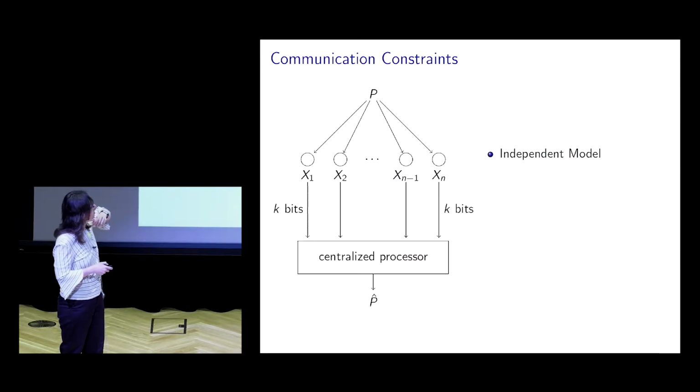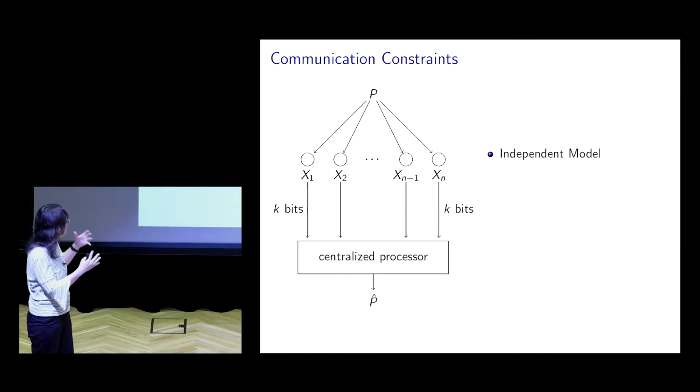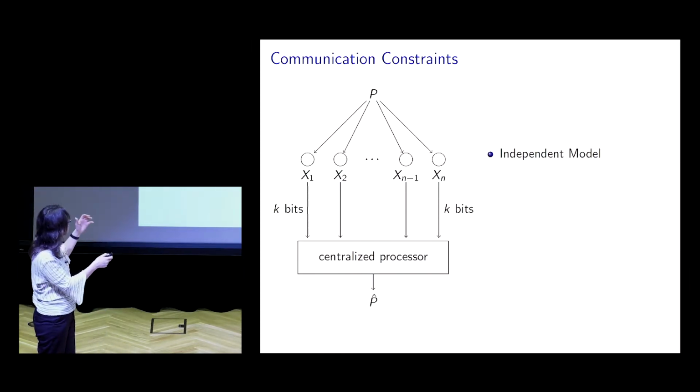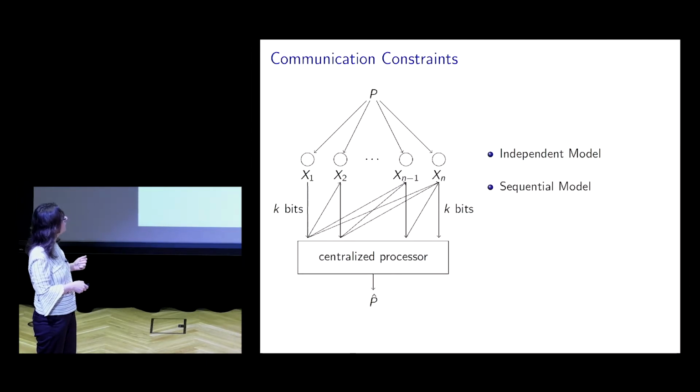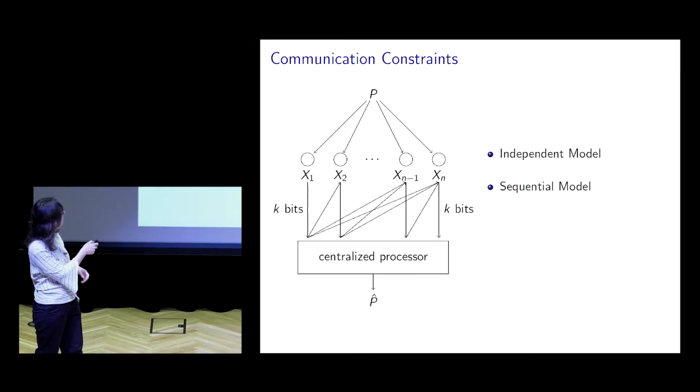And how do we model the communication constraint? You can model it in a number of different ways. So the simplest thing to say would be, let me assume that each sample here has to be mapped to a finite number of bits, let's say k bits, independently. So each node has to do the encoding independently of the other nodes. A slightly more flexible model would be what I'll call the sequential model. So this allows for a little bit of interaction between the nodes.